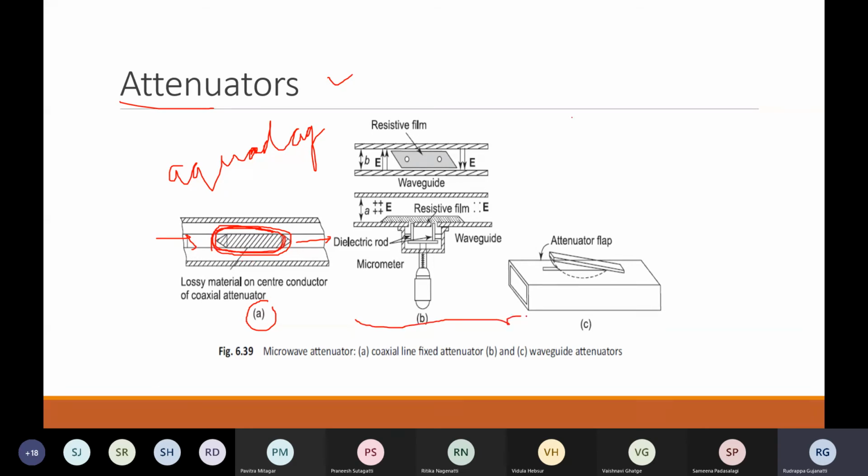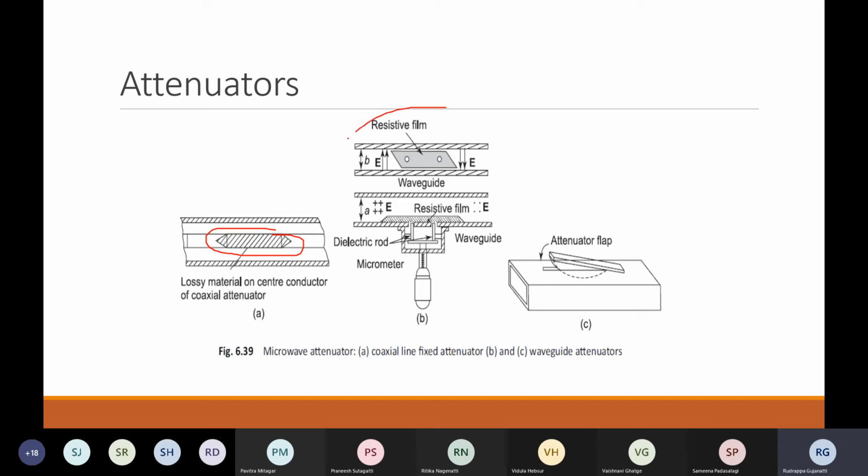Now in these two cases, you can see that the attenuation is actually variable. In this one, from one wall mount, you have a resistive film at these two ends, and this is placed in parallel with the electric field. Since in the previous one it was fixed, now I want to introduce different attenuations in the same waveguide that I am using.